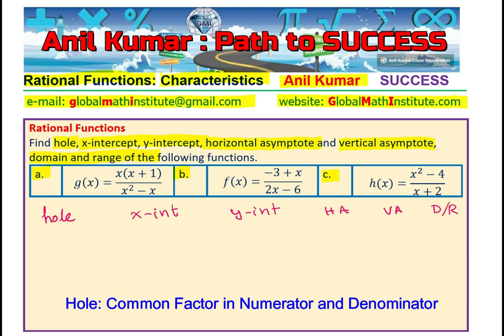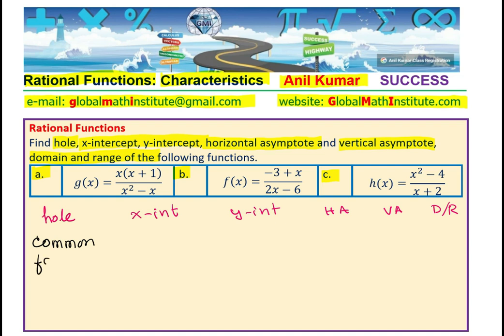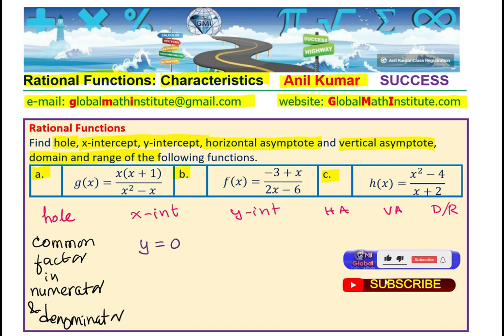Now, when we talk about a hole, it really means we have a common factor in numerator and denominator. So once this common factor cancels, then we have a hole, right? X-intercept is a value where the graph crosses the x-axis. So here y is equal to 0. At y-intercept, we'll substitute x equals 0.